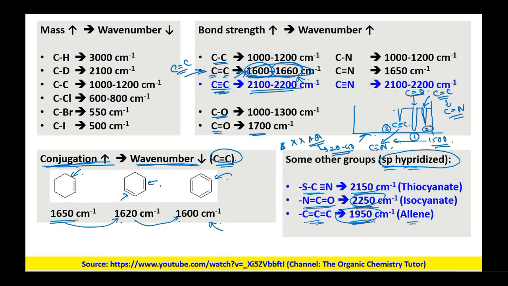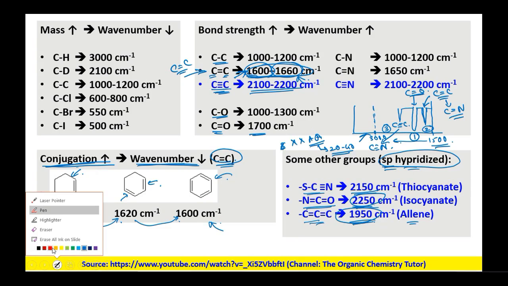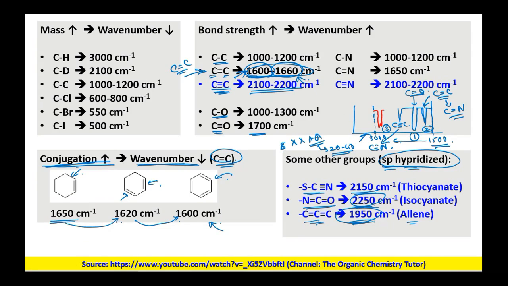If we look over here, suppose we draw another line and say 3000, we will be getting a peak something like this for CH stretching. This is an sp3 hybridized carbon. Okay, this is an sp3 hybridized carbon.